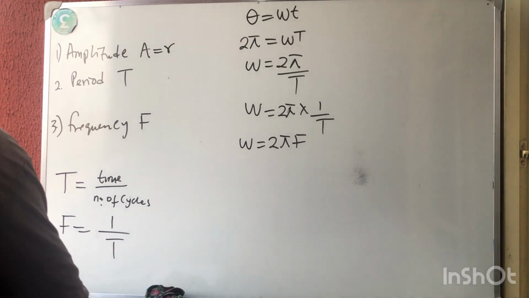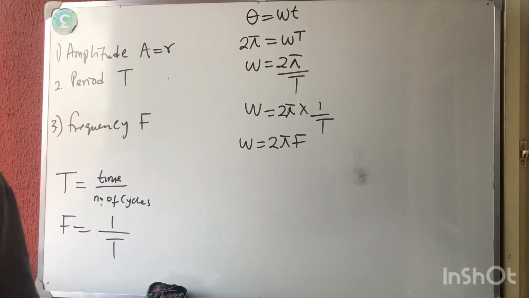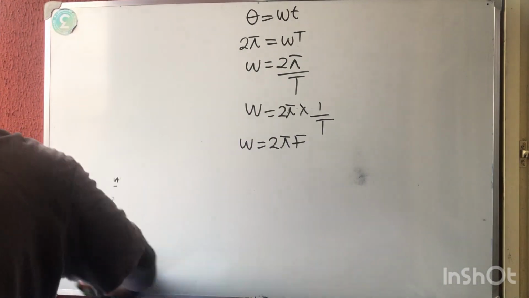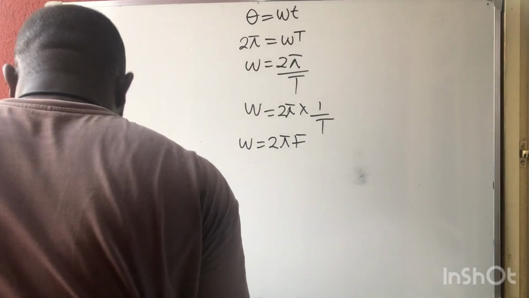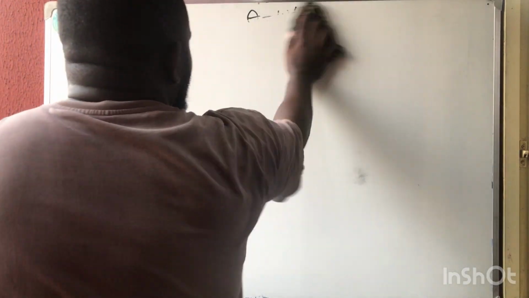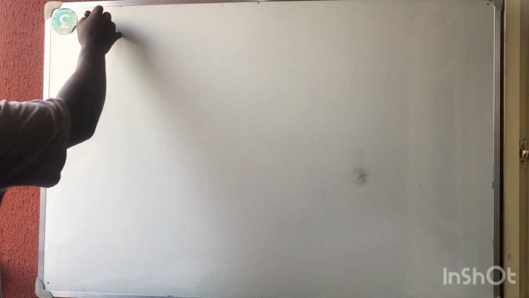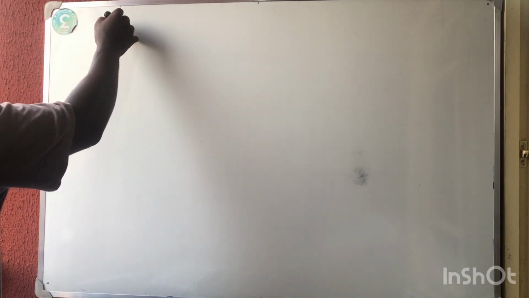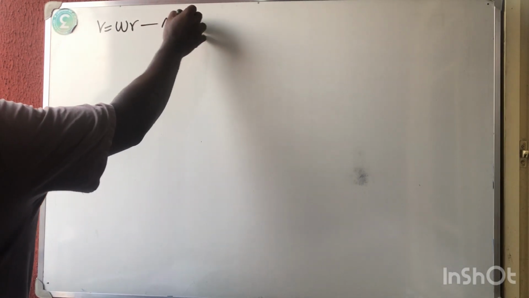Then we now move to the period of a simple pendulum. The major things we need to know here: the first one is that normal velocity is equal to angular velocity times R. Is it not? That is the maximum velocity. This is the maximum velocity.